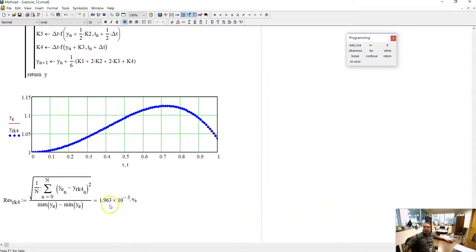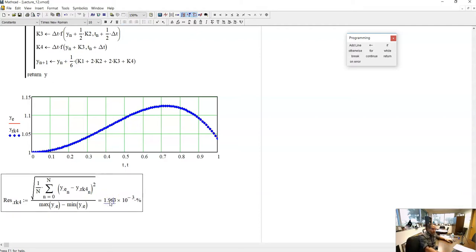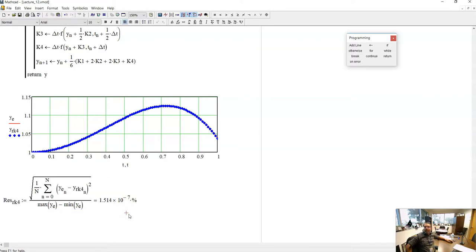And in the Runge-Kutta, if we decrease the size of delta t by a factor of 10, now we expect the error to decrease by a factor of 10,000, by 4 orders of magnitude. So if I update this, I should find something in the order of 10 to the minus 7. So if I update this, there it is, 1.5 times 10 to the minus 7. So this is what I wanted to show you today.